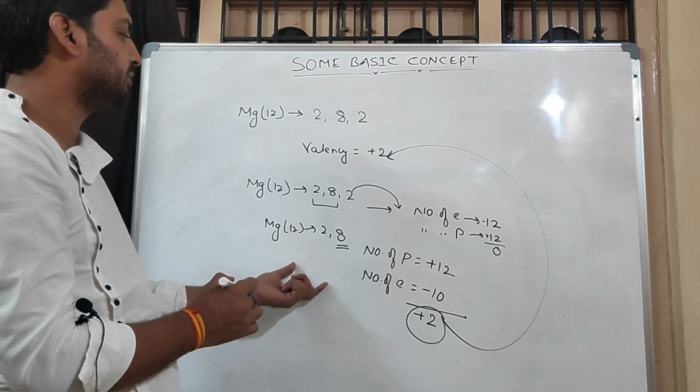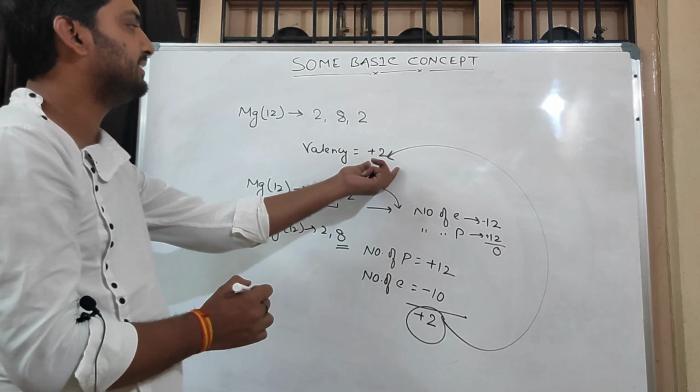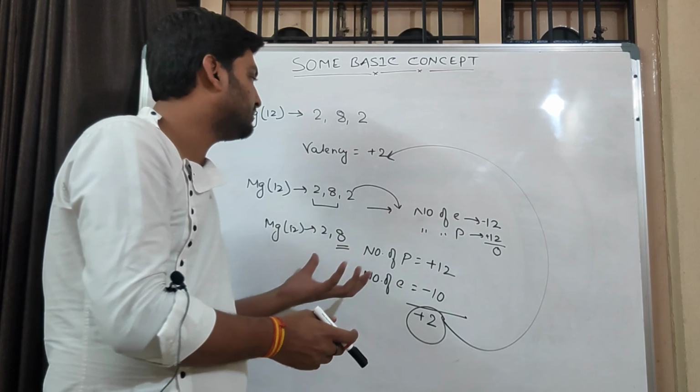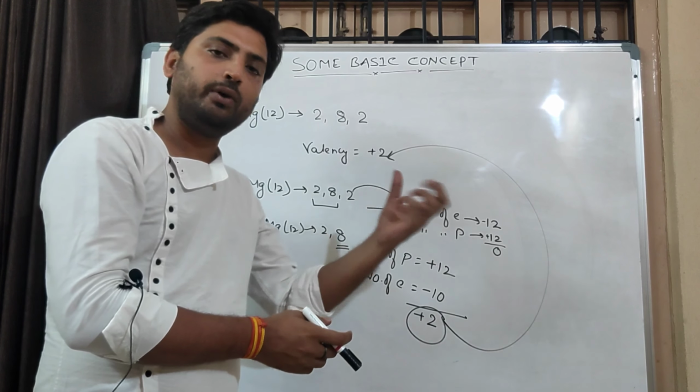So we can find the valency by this method also. This is the easier method to find the valency, because I have already given you the table, the relation between valence electrons and valency.